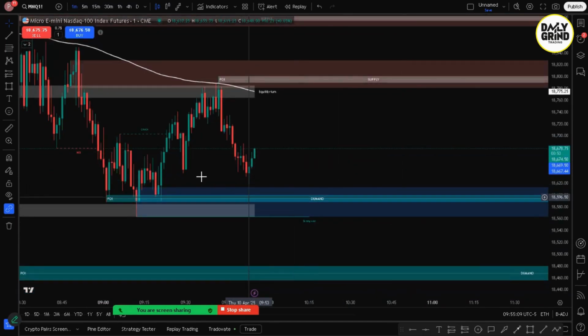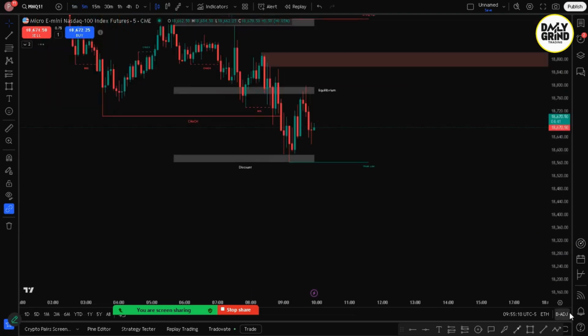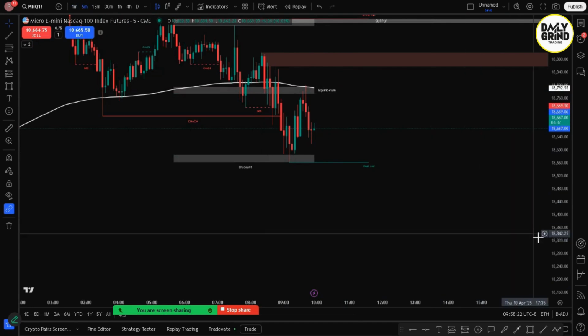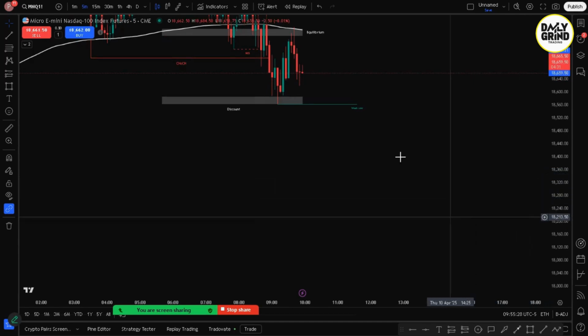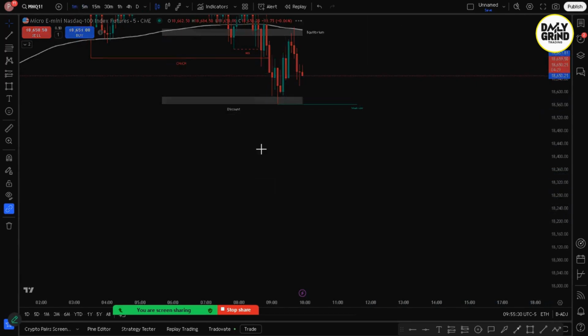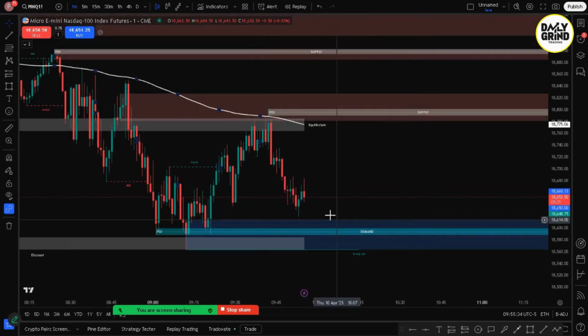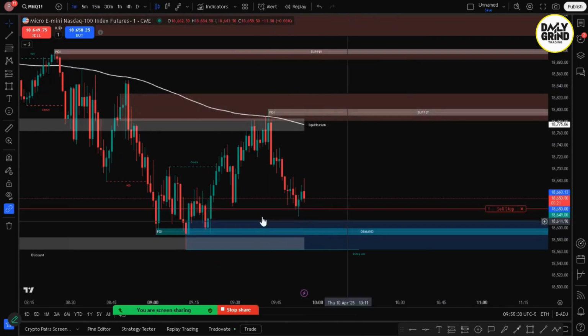So here's what I'm looking at. We see we had that bounce here. I'm going to switch over to the 5 minute chart. We're still below the 200, and so I still will be looking for sale opportunities. And actually, see here, you could put your sell stop right below here.